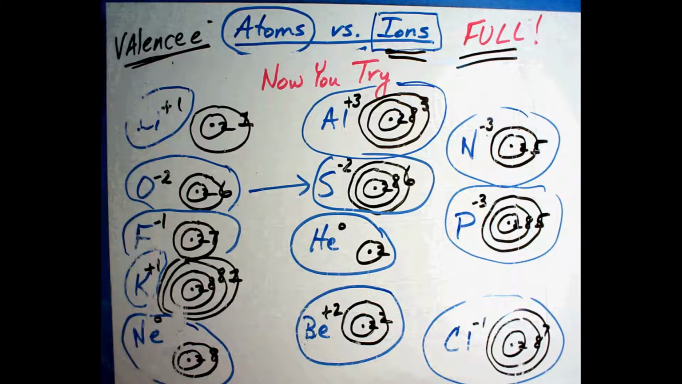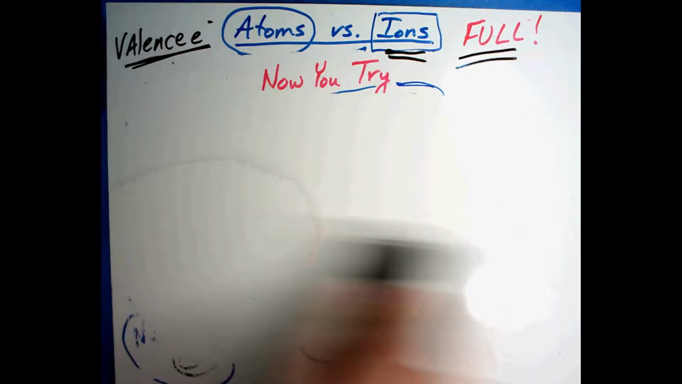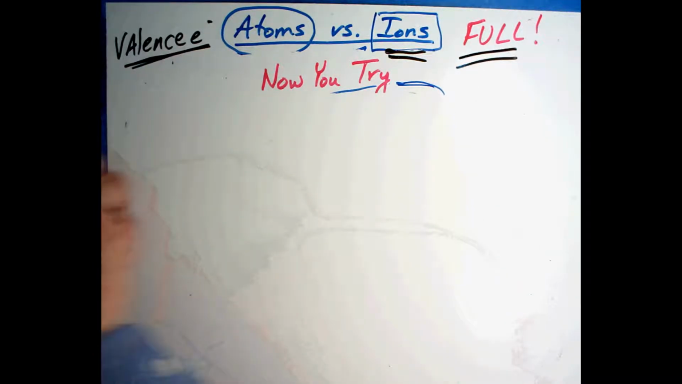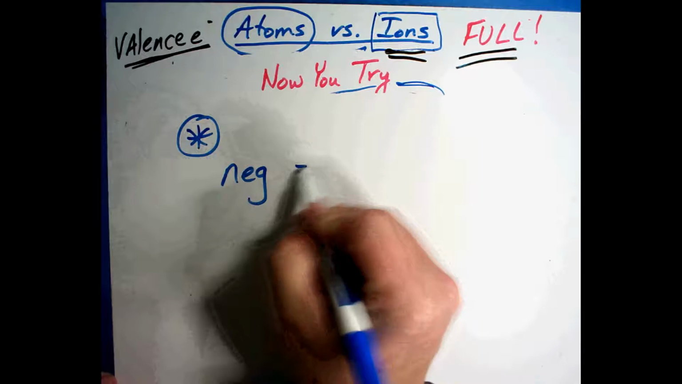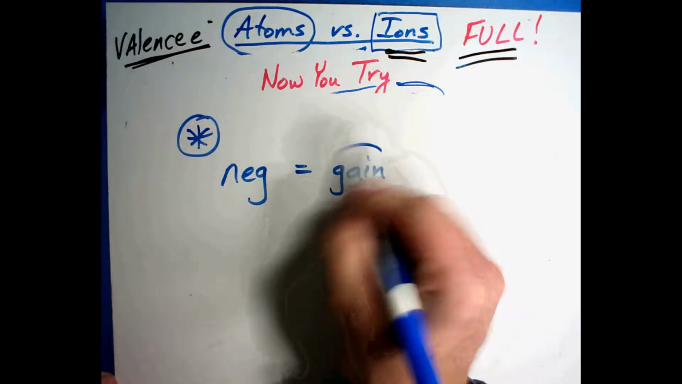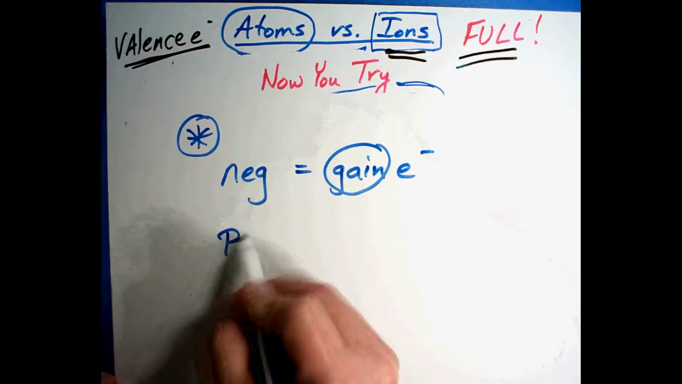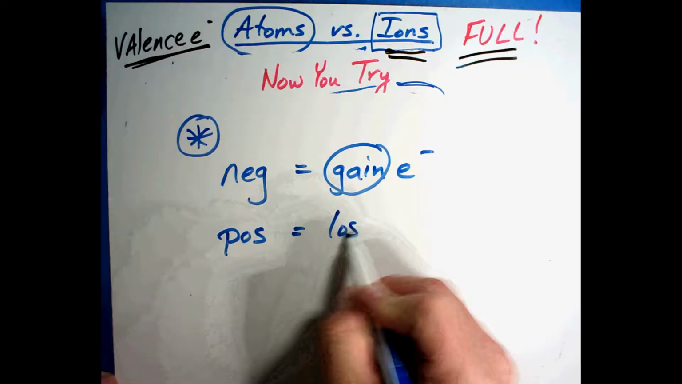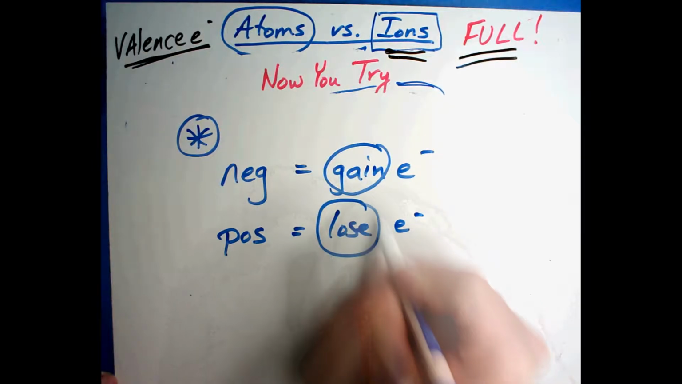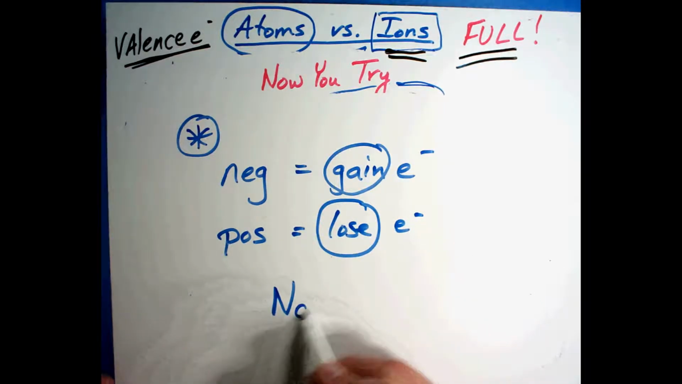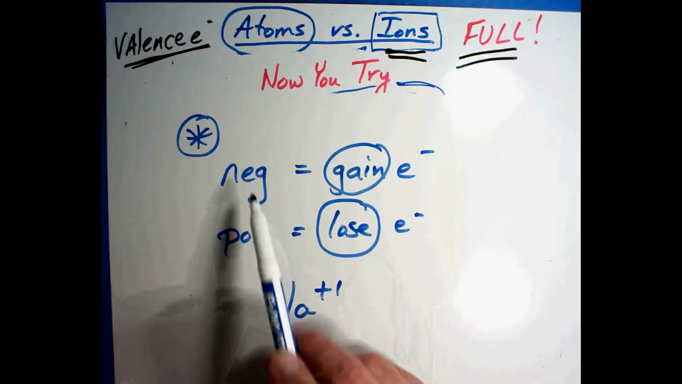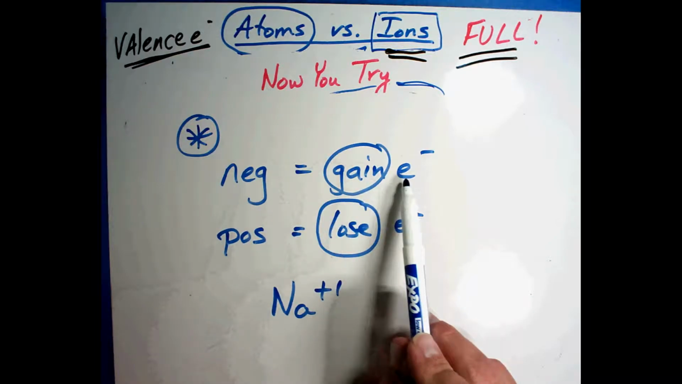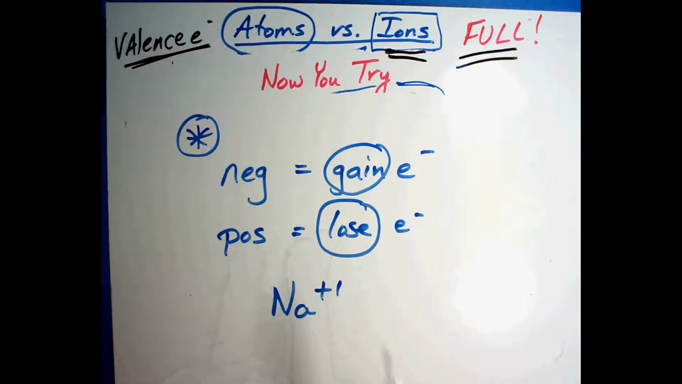Now, I want to take one more second to show you something. I'm going to give you 2 things you need to make sure you write and put a star. I'll go ahead and put my star. Negative equals gain electrons. Positive means to lose electrons, and this gets more students because when they see something that says Na +1, they think, oh, plus means to get. You got an electron. That's wrong. It's the opposite of what you think. If it is a negative charge, you are gaining electrons. If you're positive, you're losing.